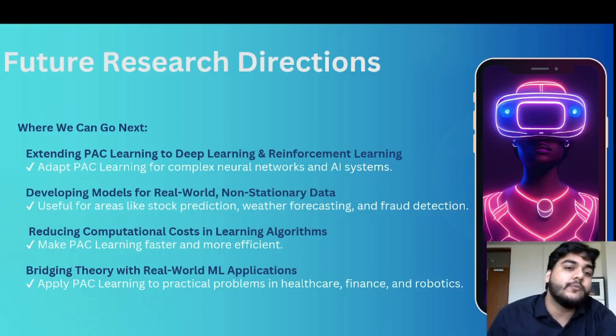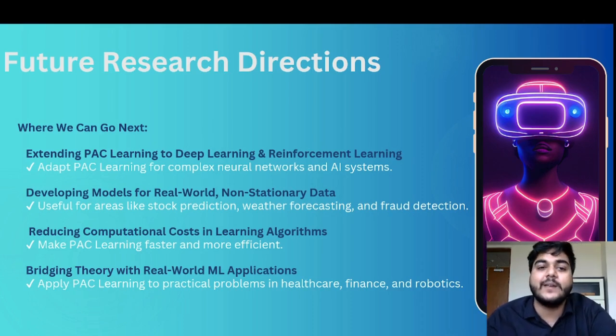Now, coming to future research and directions, where we can go next from this paper. Extending PAC learning to deep learning and reinforcement learning. We have to adapt PAC learning for complex neural networks and AI systems. Point number 2, developing models for real world and non-stationary data, useful for areas like stock prediction, weather forecasting, and fraud detection, where data always keeps changing.